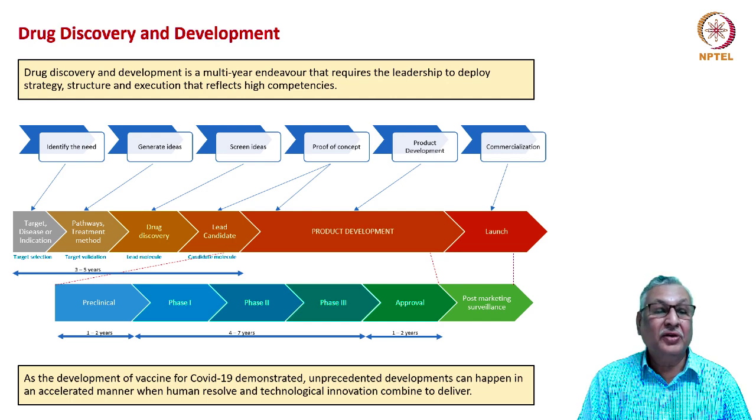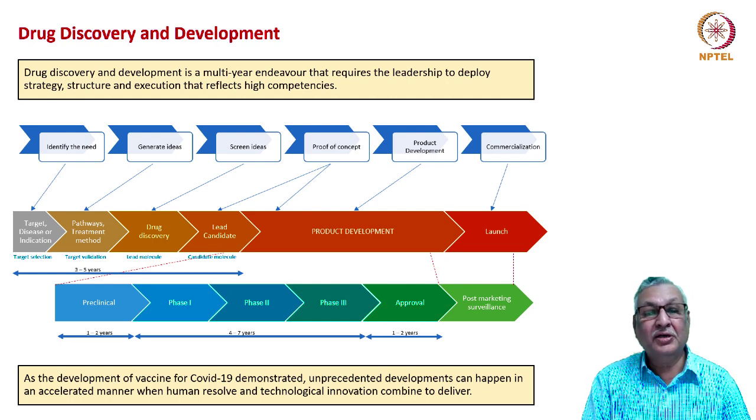It starts with target, disease or indication. That is the identification of the need phase. Then there would be target validation, which is discovery of the pathways and the treatment method. Whole lot of ideas for drugs will be generated during this phase. Out of those, the lead molecules will be identified. That is the drug discovery phase, which will include medicinal chemistry for a number of molecules and preliminary biological screening.